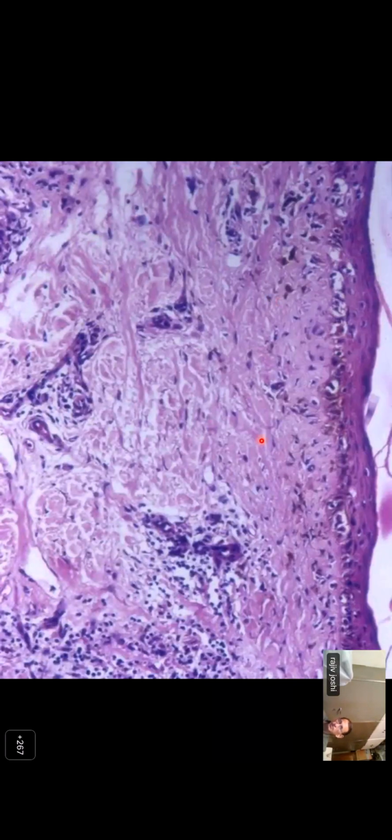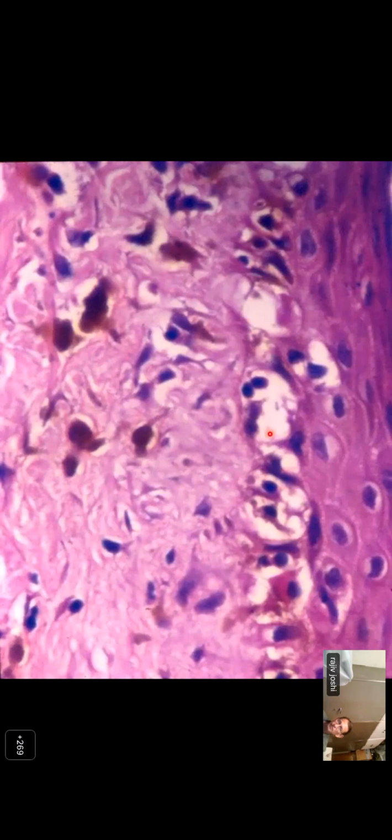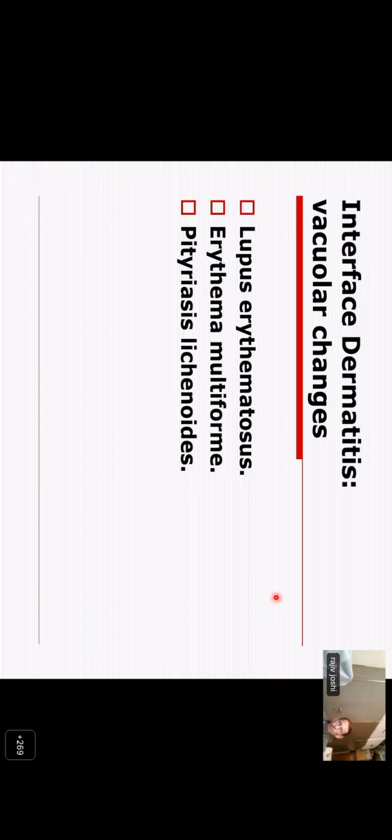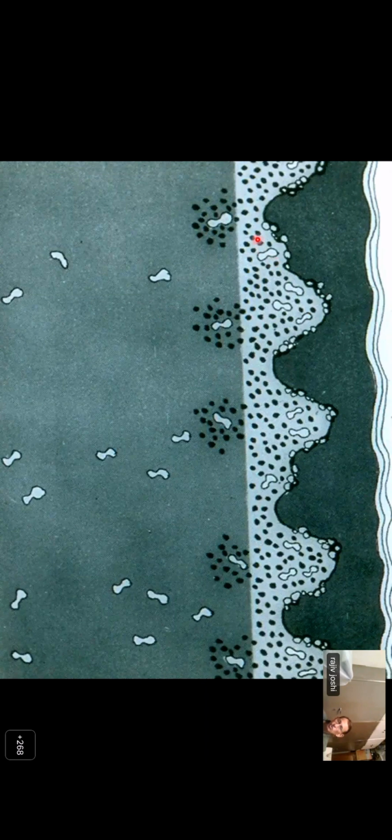Example of that would be lupus erythematosus. If you see here, you have a lot of basal cell vacuolization, flat epidermis, a thickened papillary dermis with brown melanophages indicating damage to the dermoepidermal junction, and a perivascular lymphocytic infiltrate. So you have basal cell vacuolization, and this can give rise to individually necrotic or apoptotic keratinocytes. Examples here would be lupus erythematosus, erythema multiforme, pityriasis lichenoides chronica, etc. And you can also get a lichenoid infiltrate in addition to the basal cell vacuolization.